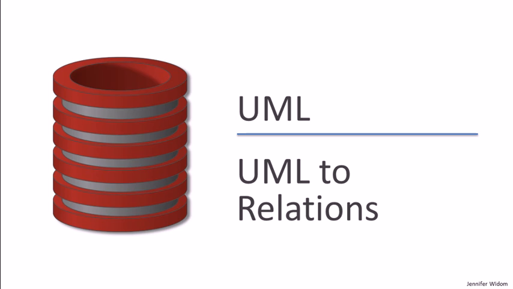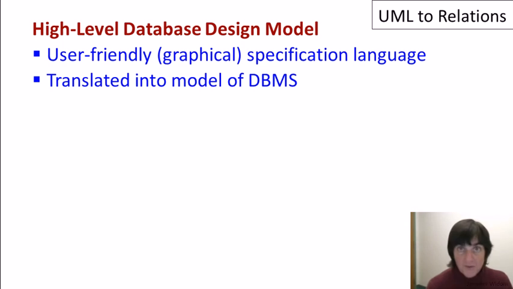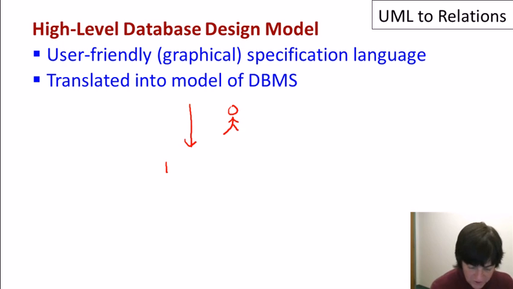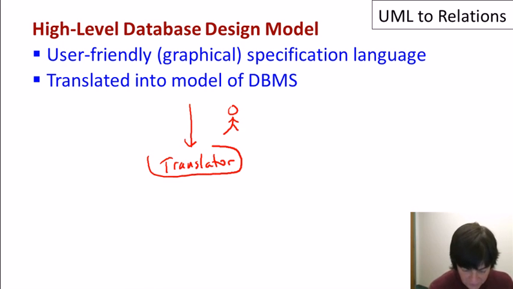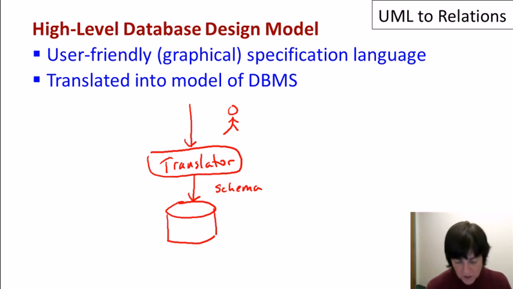In this video, we're going to learn about translating designs in the UML modeling language into relational schemas. As a reminder, if the application developer is using a high-level design model, then they will create their design usually using a graphical language that's sent to a translator, and the translator will then produce a schema using the data model of the underlying database management system, which frequently is relational.